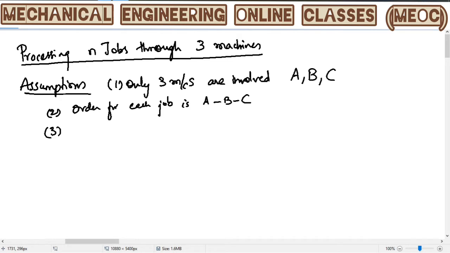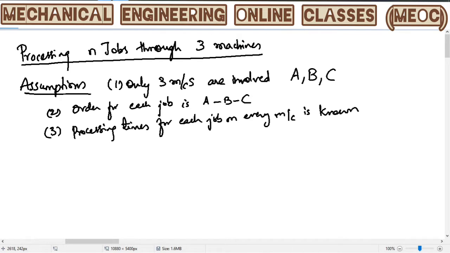And before we find the least total elapsed time, we assume that we know the actual or expected processing times for every job and on each machine. That is the third assumption.